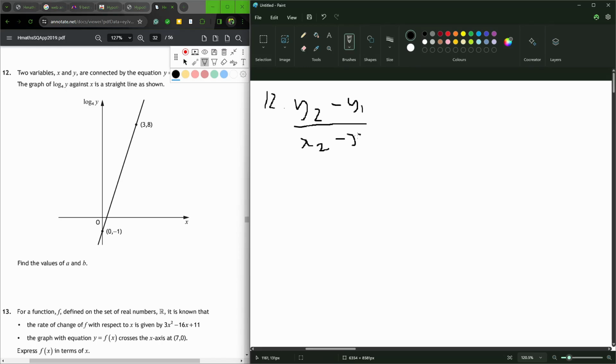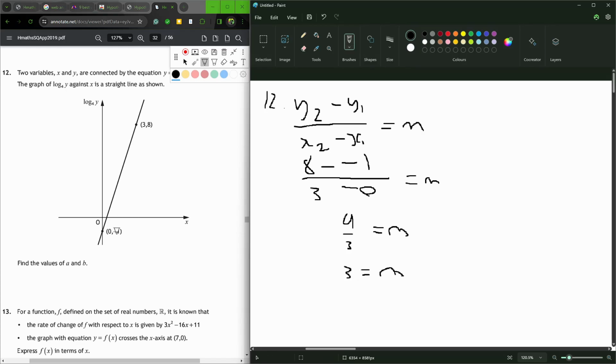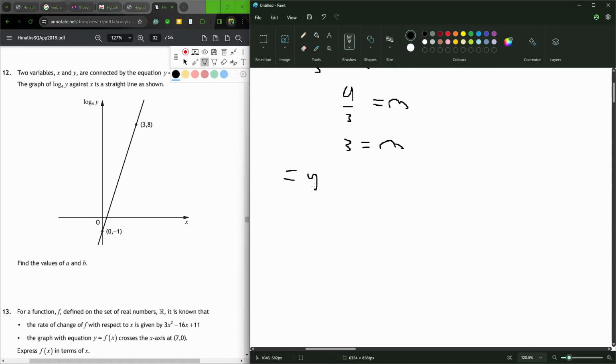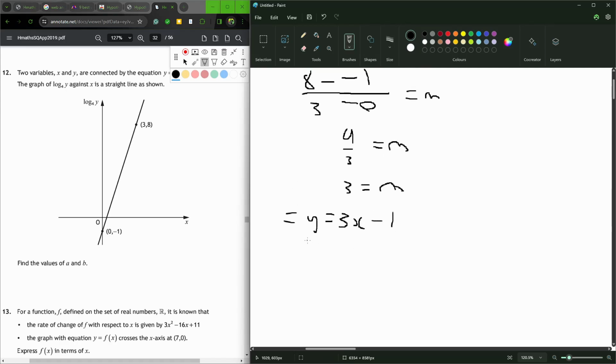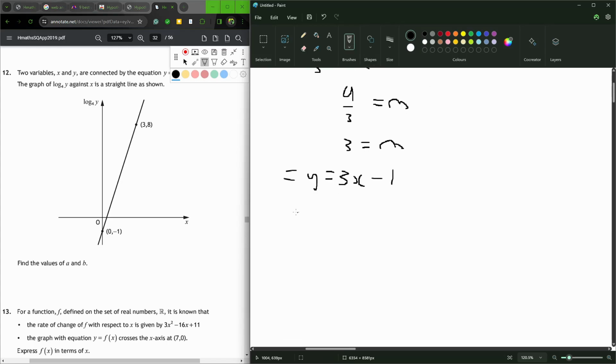Equals m. So then y2 is 8 minus 1, and then that's 3 minus 0. So that would be 9 over 3 equals m. So 3 equals m. And look at this, we already know the y-intercept. It's minus 1. So therefore, y equals 3x minus 1. But it's a log axis, so that means it's actually log base 4 of y. That equals 3x minus 1.